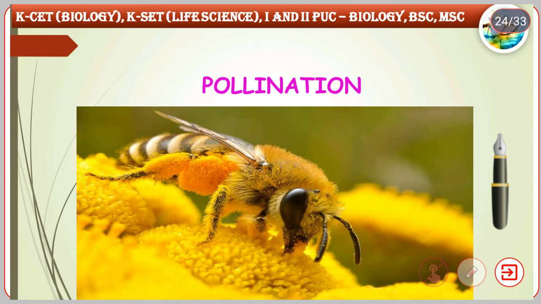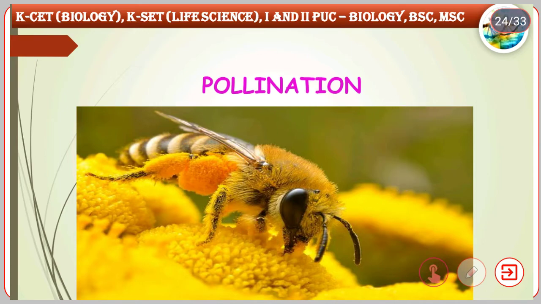Two weeks back I stopped at megasporogenesis, in chapter 2, sexual reproduction in flowering plants. So I'll continue the chapter from where I stopped, at megasporogenesis. Today let us start with the subunit of chapter 2, that is pollination.